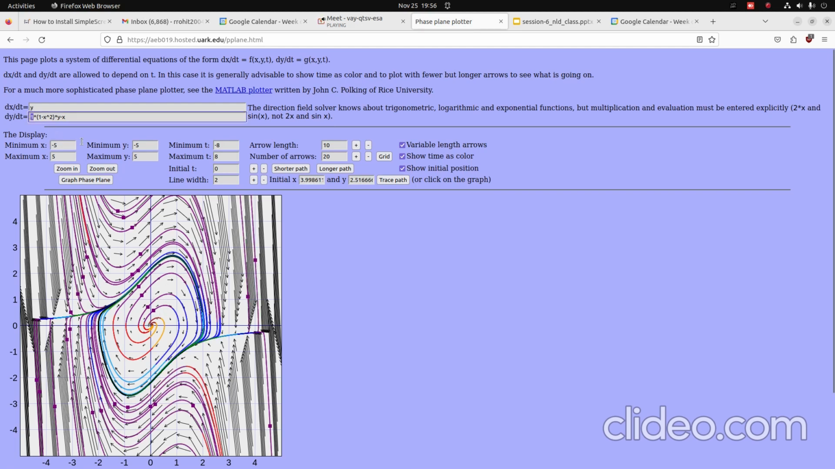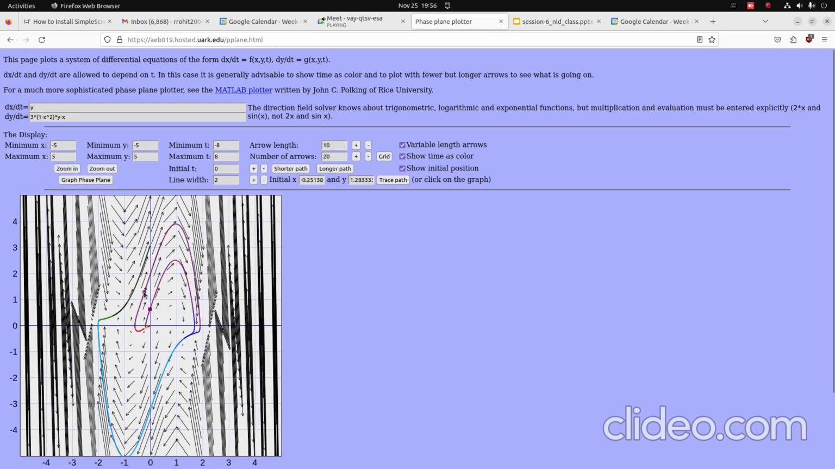Now if I move it to 3, its curve length is increased, it's more distorted now. But any point that starts here eventually goes to this particular curve. And why do we call it a limit cycle? Because all the curves that start outside go to this curve, and anything that starts inside also goes to this curve. So that's why we call it a stable limit cycle.